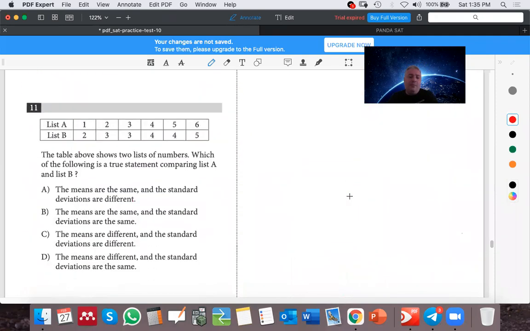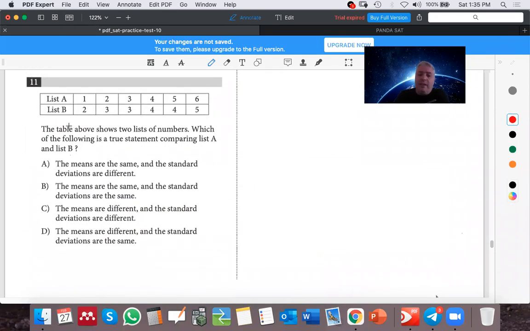Okay, question number 11. When we look at the 11, the table shows... by the way, I am reading a little bit quickly. I already read this question before. So in the exam, you will not read quickly. You should understand the question, okay? You should understand and then you should start the solution.